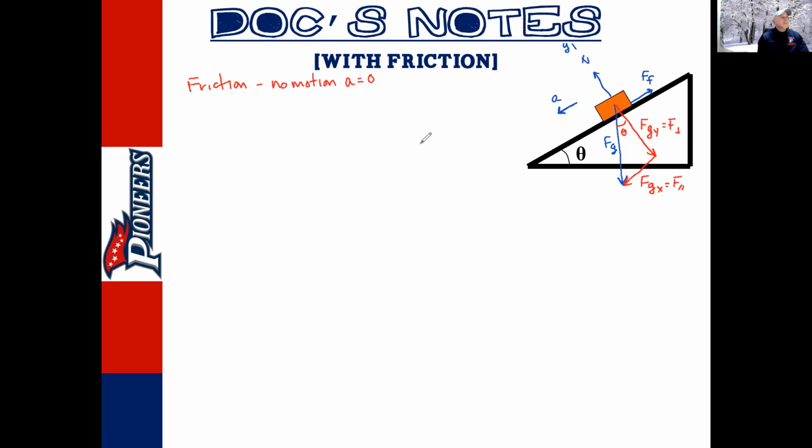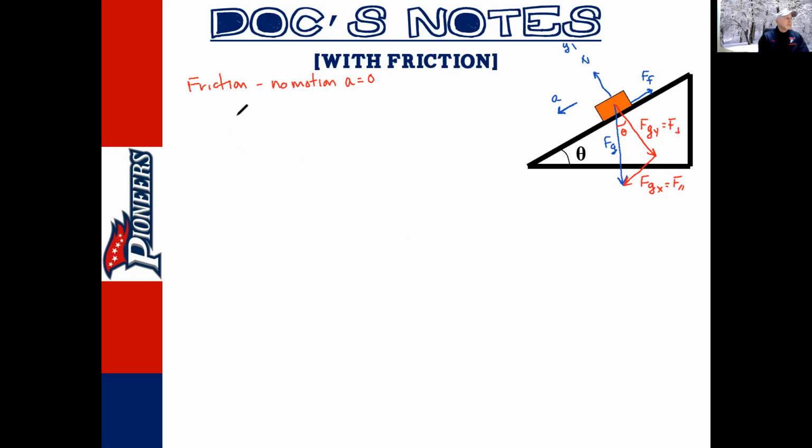Acceleration is equal to 0. So then if the acceleration is equal to 0 for the first part, we need to overcome static friction to make this thing move. And so that would mean this force has to be greater than the force of static friction to make it move.